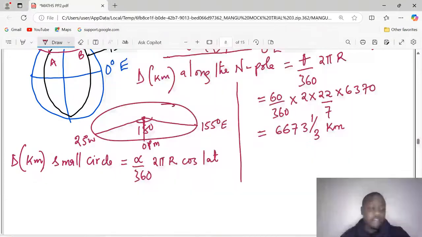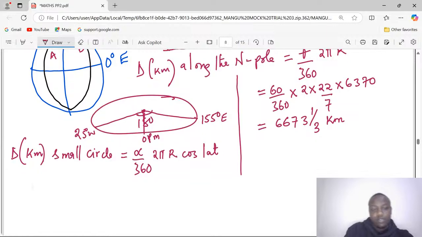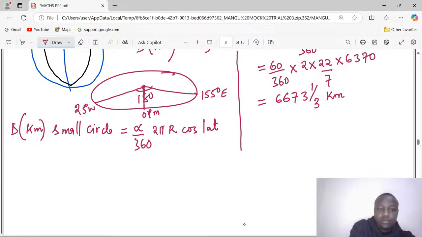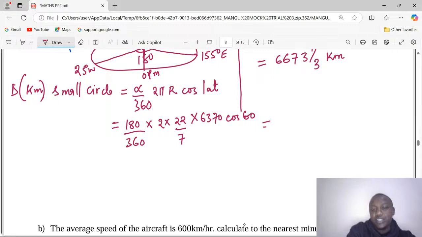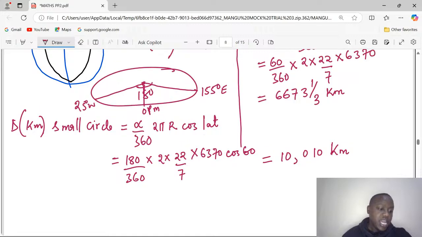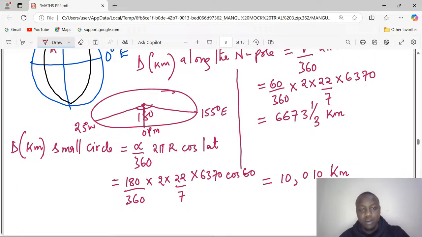Cosine of the latitude. So at this point now, we'll be talking about the angle difference, 180 divided by 360 multiplied by 2 multiplied by 22 over 7 multiplied by 6370, then cosine of 60, because the latitude where they are is latitude 60. And this particular distance is going to exactly be 10,010 kilometers.